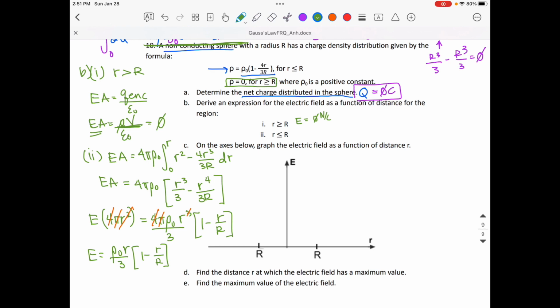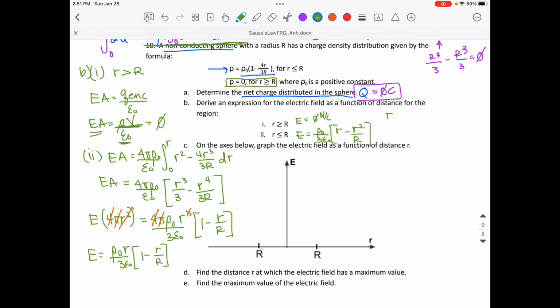Okay, for the graphing portion, let me actually write this out here because we're going to want to use it for graphing. I lost an epsilon naught somewhere. This epsilon naught needs to be distributed throughout. It's just a constant, but I lost it, so I need to put it back in. Rho naught times 3 epsilon naught. And I'm going to redistribute the r. That's r minus r squared over big R.